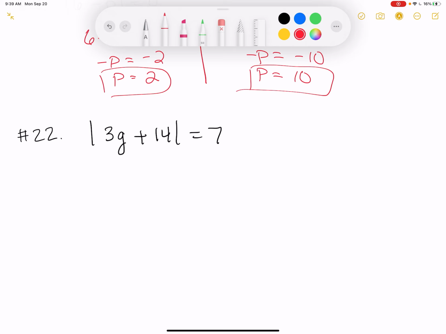All right, so how do I set this one up? 3g plus 14 equals -7. And then the other one would be 3g plus 14 equals 7. I did it backwards, but that's just how my words came out. I knew what you were trying to say. All right, so this one, how do I do it? Subtract 14 from 7, subtract 3g, and then divide 7 by 3.